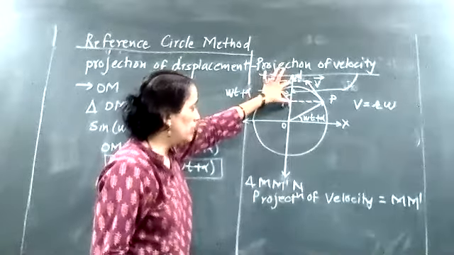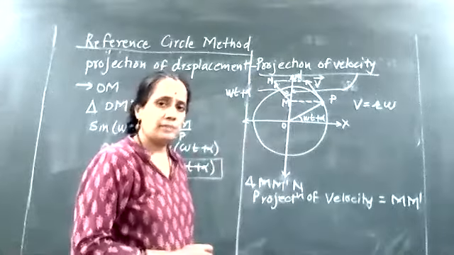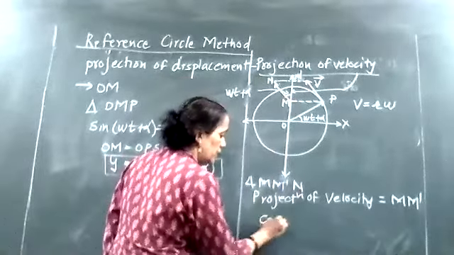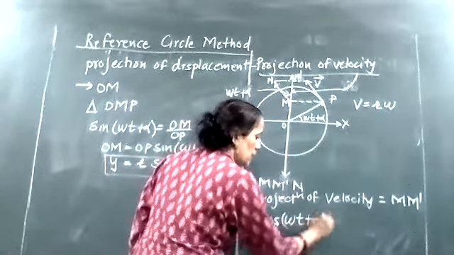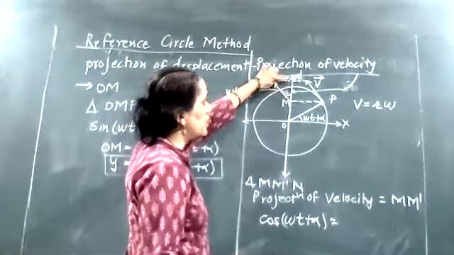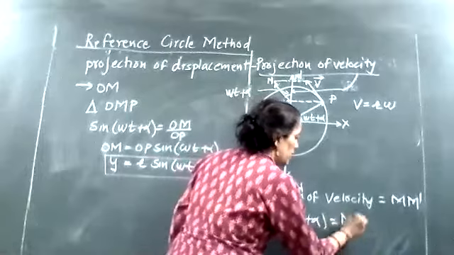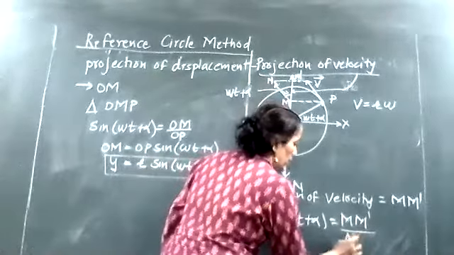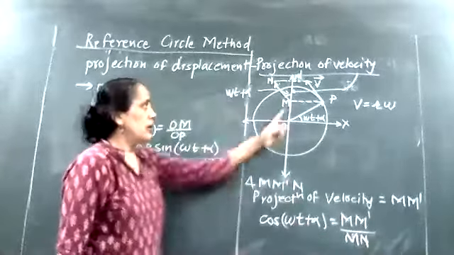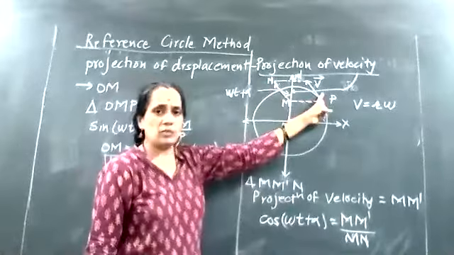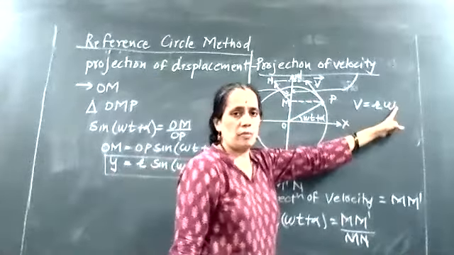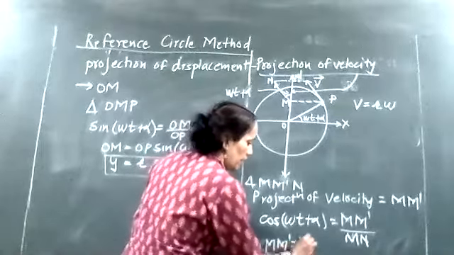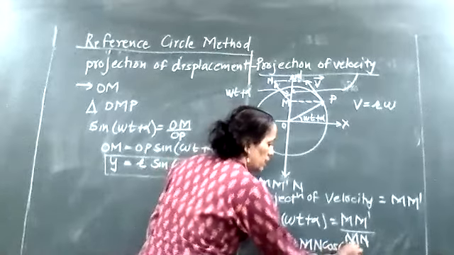Now to find the value of M dash, I have to use the cosine of the angle, because in the triangle M dash N, your angle is omega t plus alpha. In that, I can write cos of omega t plus alpha, which is equal to the adjacent side. This is your adjacent side, which is nothing but M dash, upon the hypotenuse. Hypotenuse is nothing but your MN. So your MN hypotenuse is parallel to velocity, and your velocity is nothing but your hypotenuse. Which means M dash can be written as MN cos of omega t plus alpha.